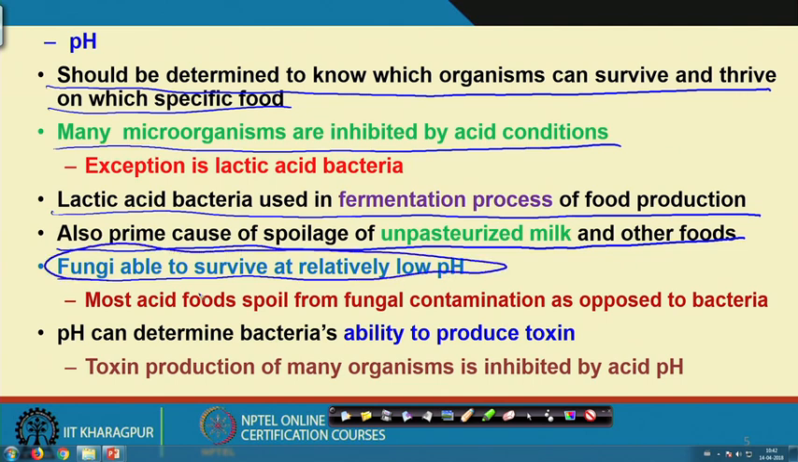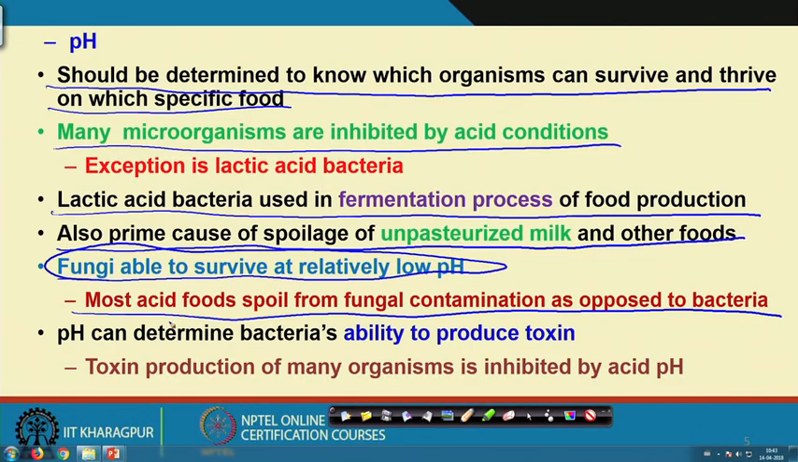Fungi are able to survive at relatively low pH. Most acid food spoil from fungal contaminations as opposed to bacteria. That is another thing to remember, that if it is acidic food, then it may not have that much threat of getting spoiled by bacteria. But there is a lot of possibility that it may be infected by fungus, and it may cause the deterioration. So, you have to take care not of the bacteria, but of the fungus, because some of them can also tolerate high acid food or high acid condition.